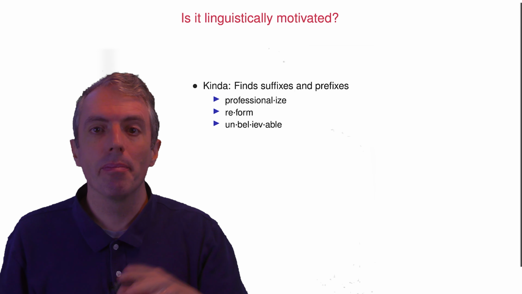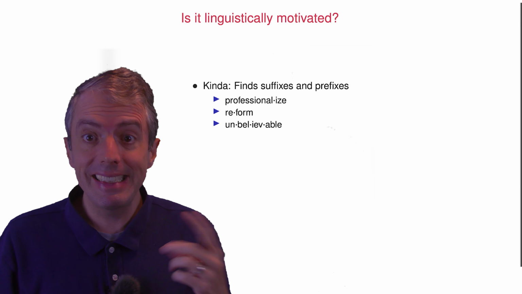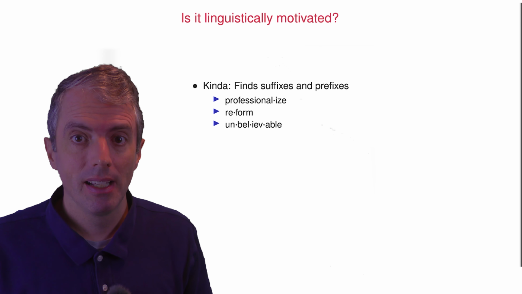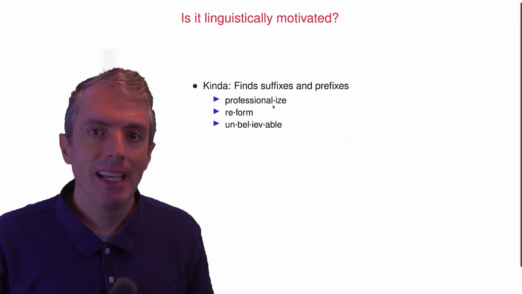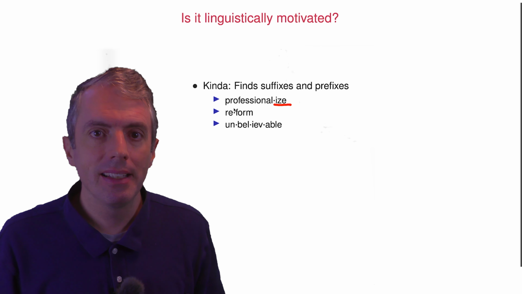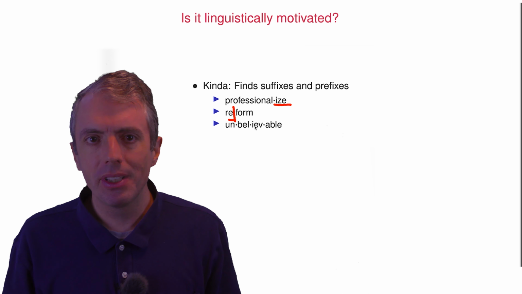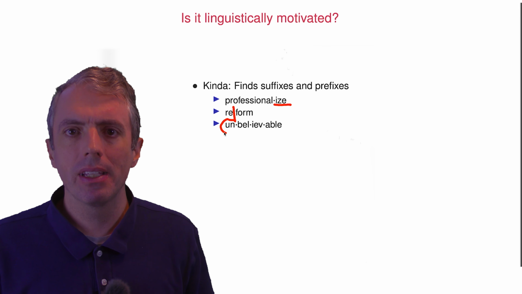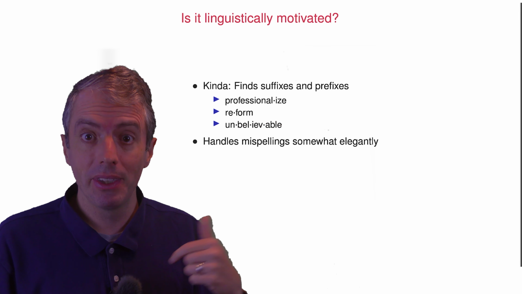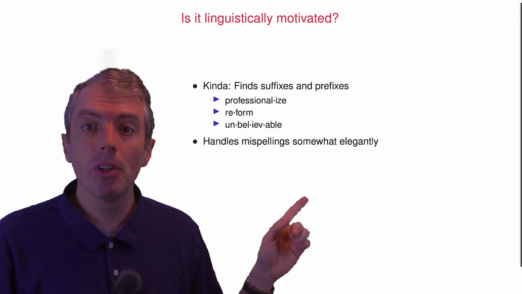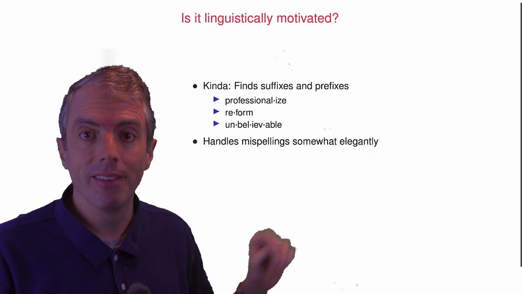So you might think that this might have some linguistic motivations because it does find suffixes and prefixes. So for example, in professionalize, you get ize at the end. In reform, you get re at the beginning and form. In unbelievable, you get un and able as separate tokens. Practically, if you end up spelling a word incorrectly, which happens all the time in real-world data, especially generated by me, it's able to find a solution relatively elegantly.